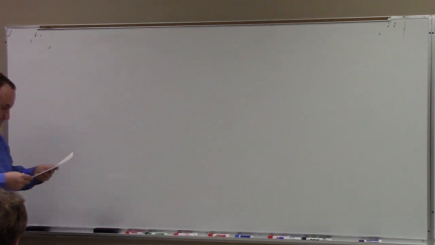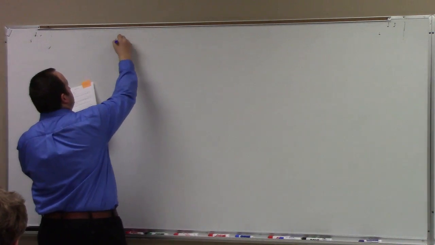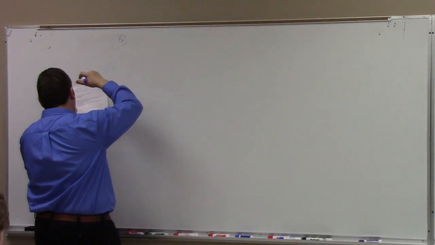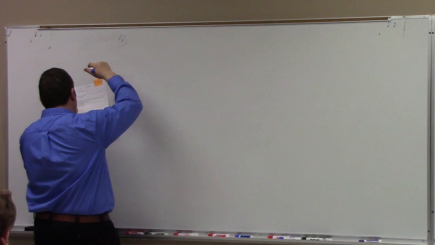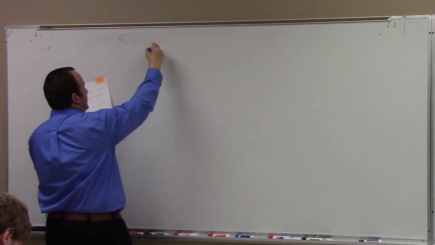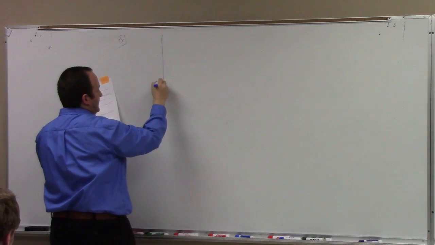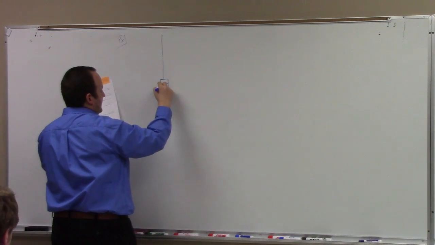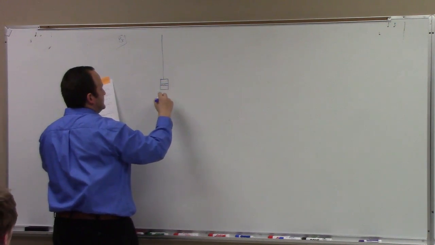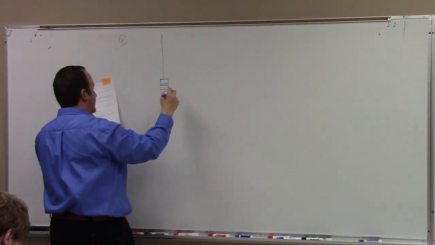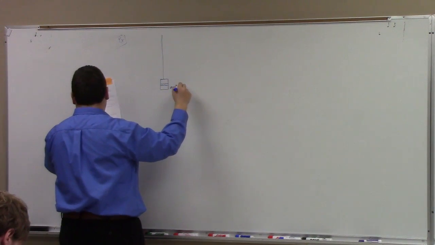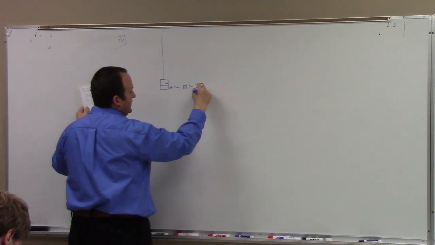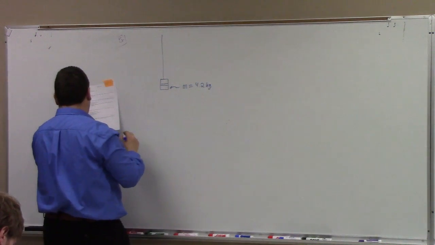All right, next example. We have a 4 kilogram bucket of water accelerated upward by a cord of negligible mass. Here's the cord. Here's your bucket of water. The bucket of water has mass of 4.2 kilograms.